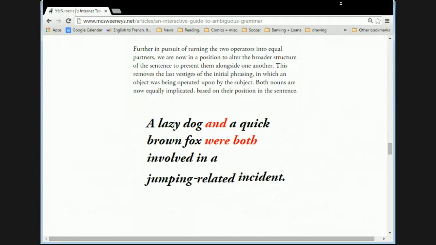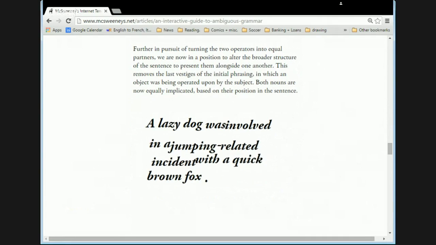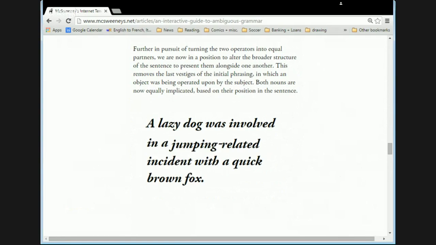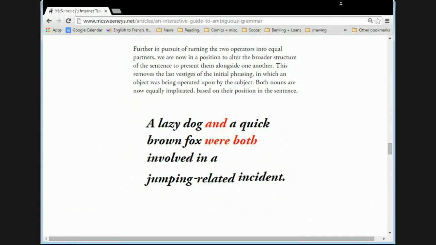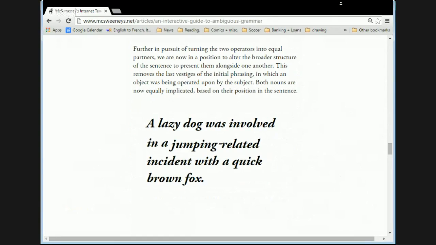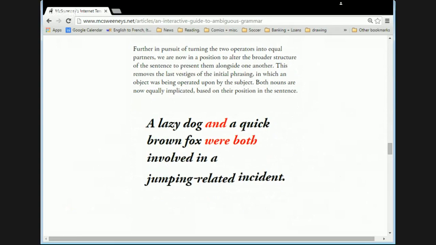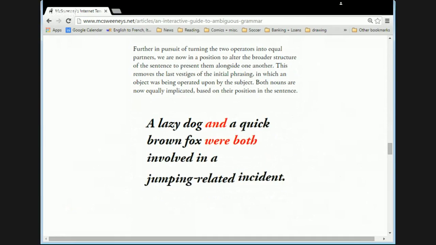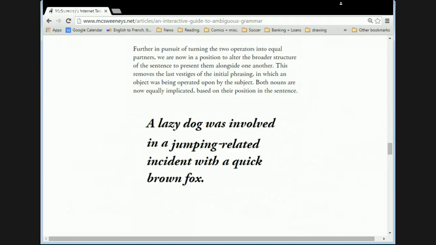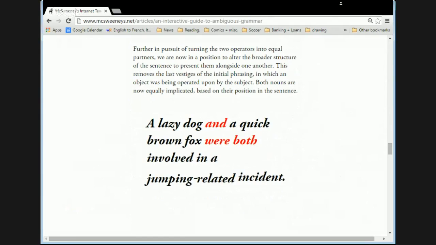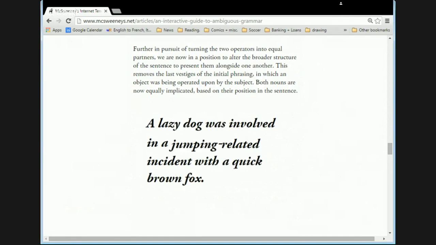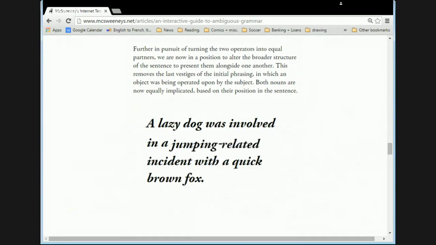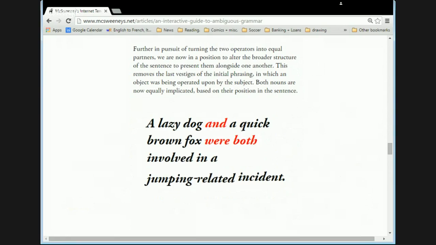Further, in pursuit of turning the two operators into equal partners, we are now in a position to alter the broader structure of the sentence to present them alongside one another. This removes the last vestiges of the initial phrasing, in which an object was being operated upon by the subject. Both nouns are now equally implicated, based on their position in the sentence.